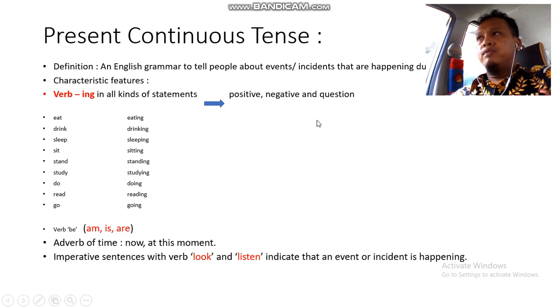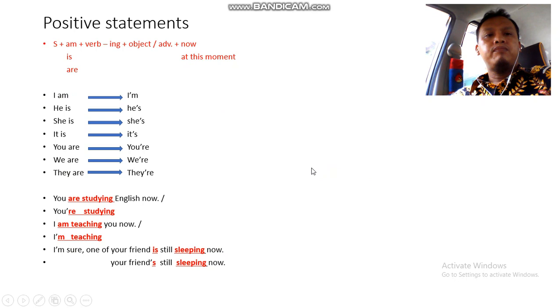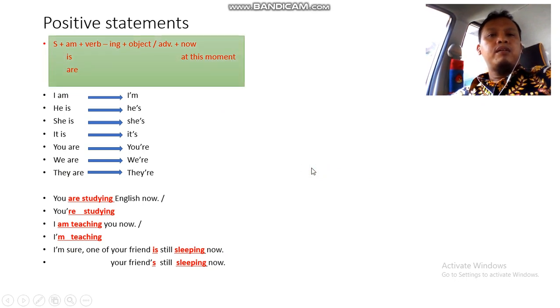Next, look at the pattern. For the positive statements, there should be subject, then to be, then verb ing, followed by object or adverb, and then adverb of time: now or at this moment. It often happens.